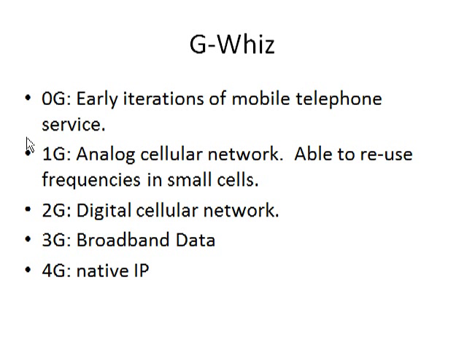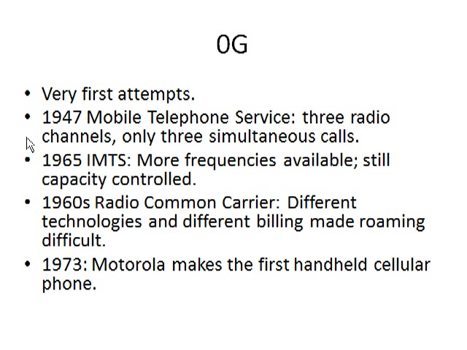Then we had 2G, which was really the first digital cellular network. Digital allows us to fit more people and more phone calls into the same wireless spectrum. It allows a lot better compression. Then we have broadband, and then we have native IP, which is 3G and 4G respectively. So let's take a look at some of these.